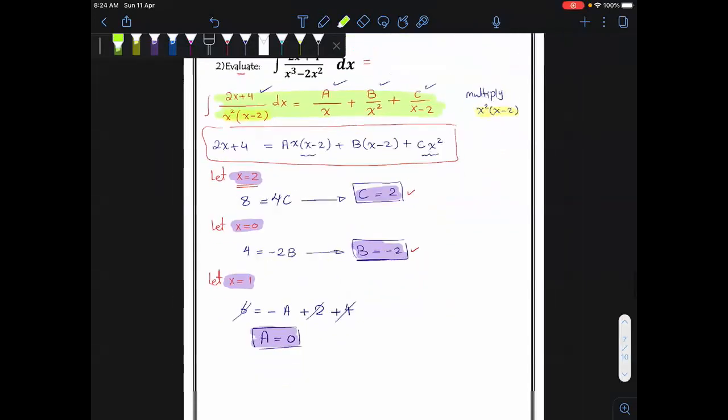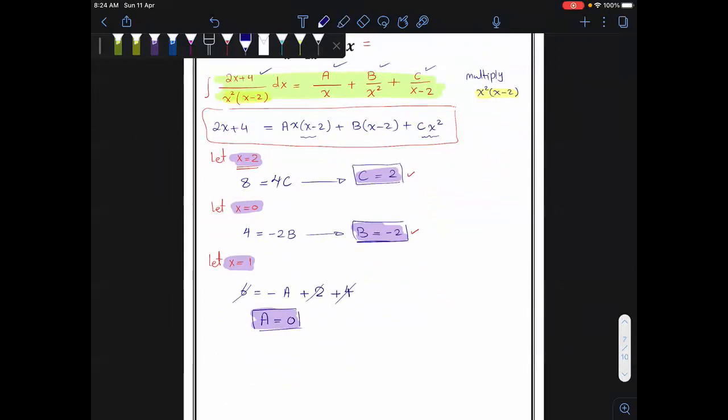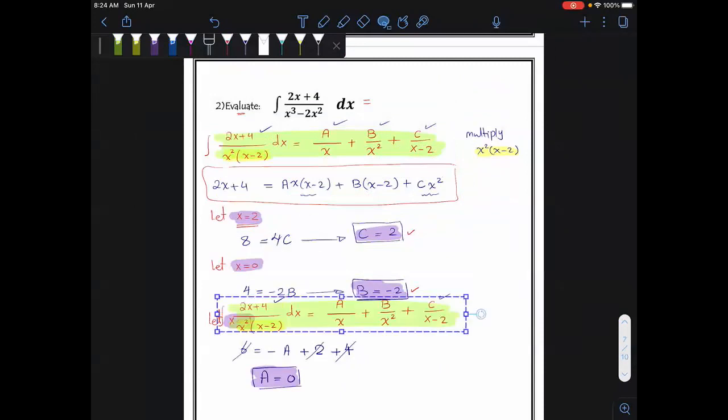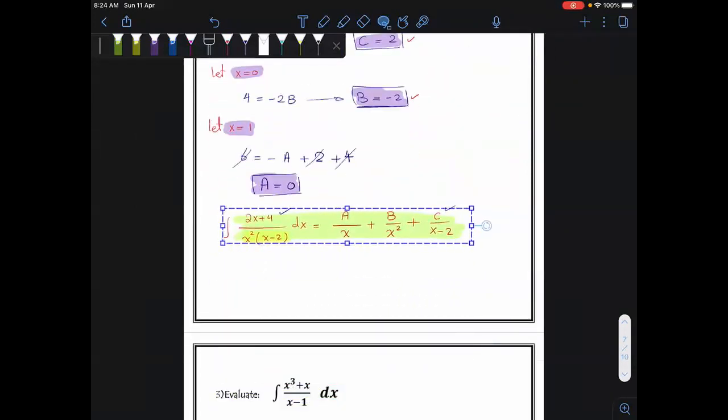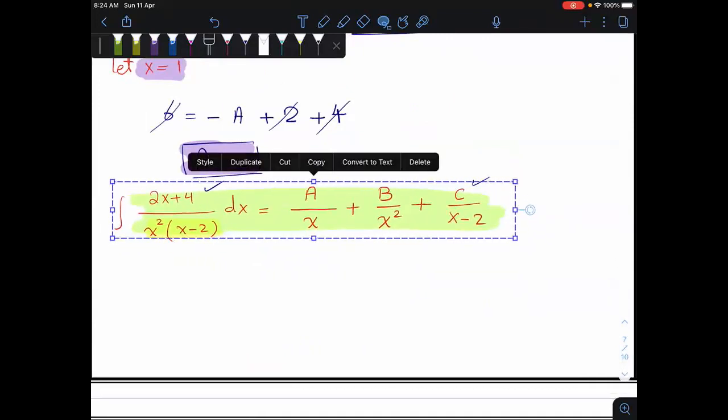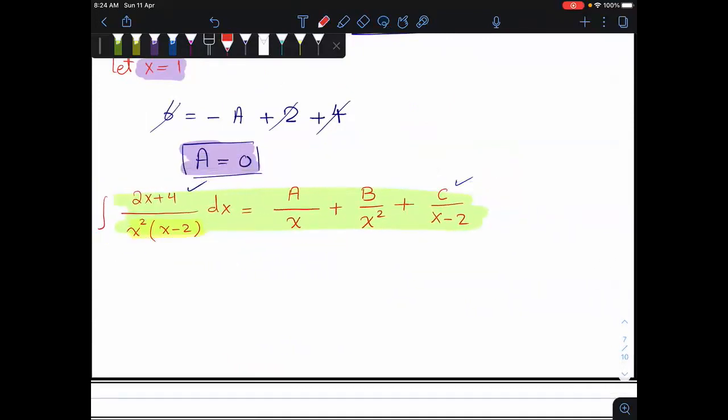Yes. So I'll make it smaller to write it again, or we can take a copy of it. Here, do you see this step? I will duplicate and put a copy here to substitute. With me, the integral of 2x plus 4 over x squared times x minus 2 dx is equal to, the A is 0 over anything is 0, so I will not write the first fraction.